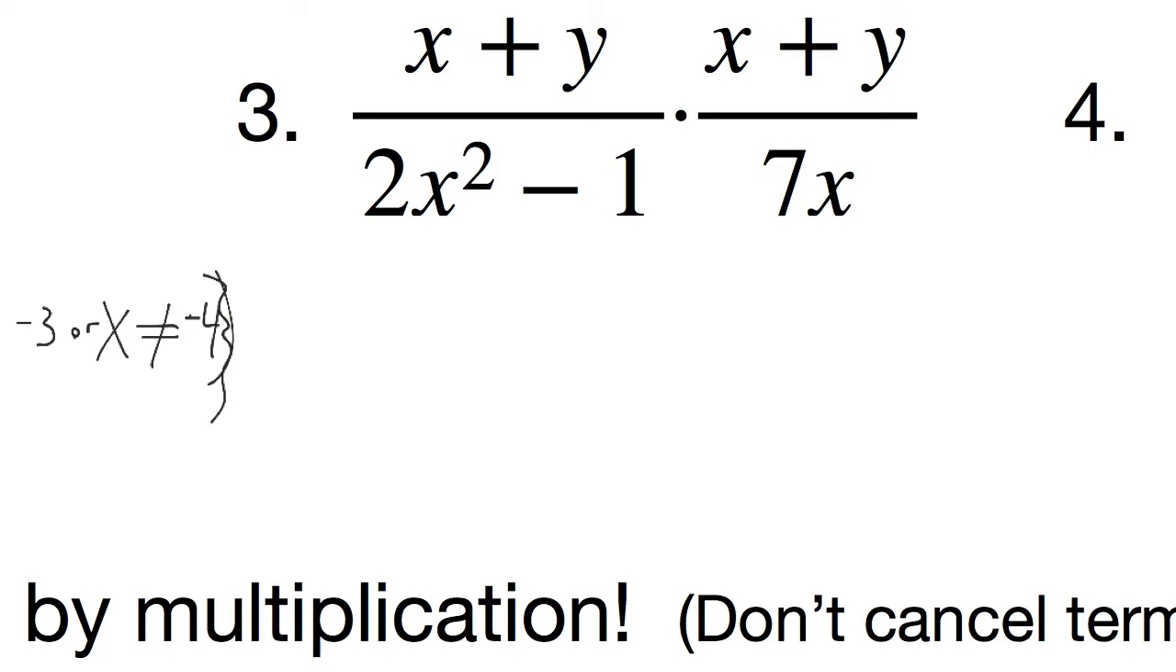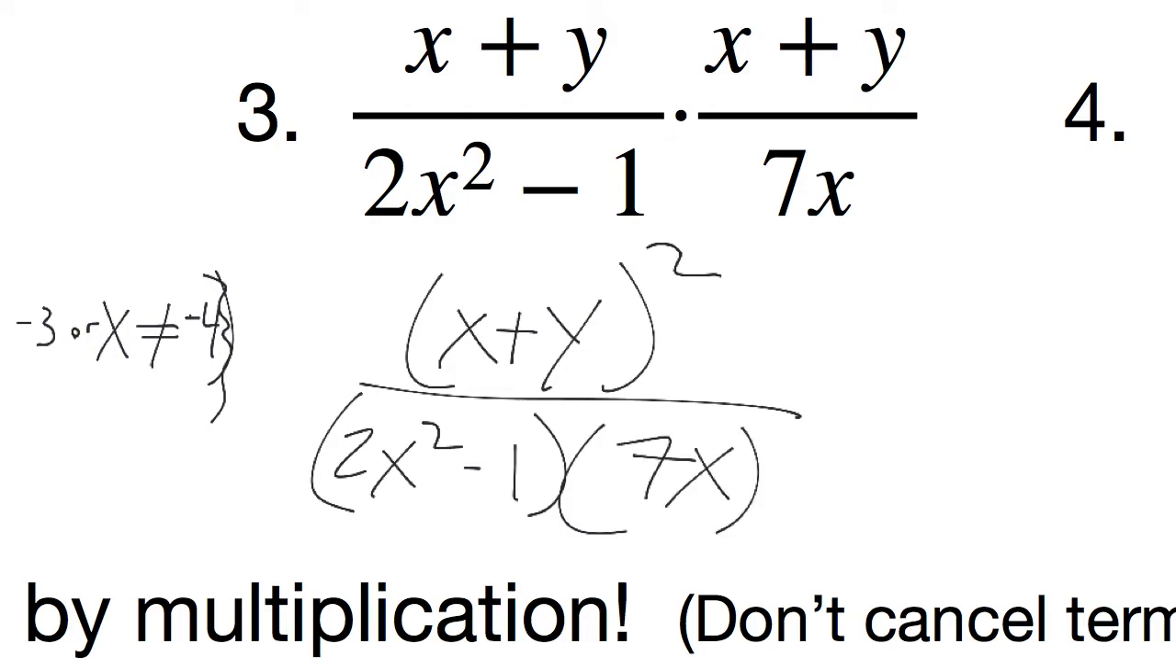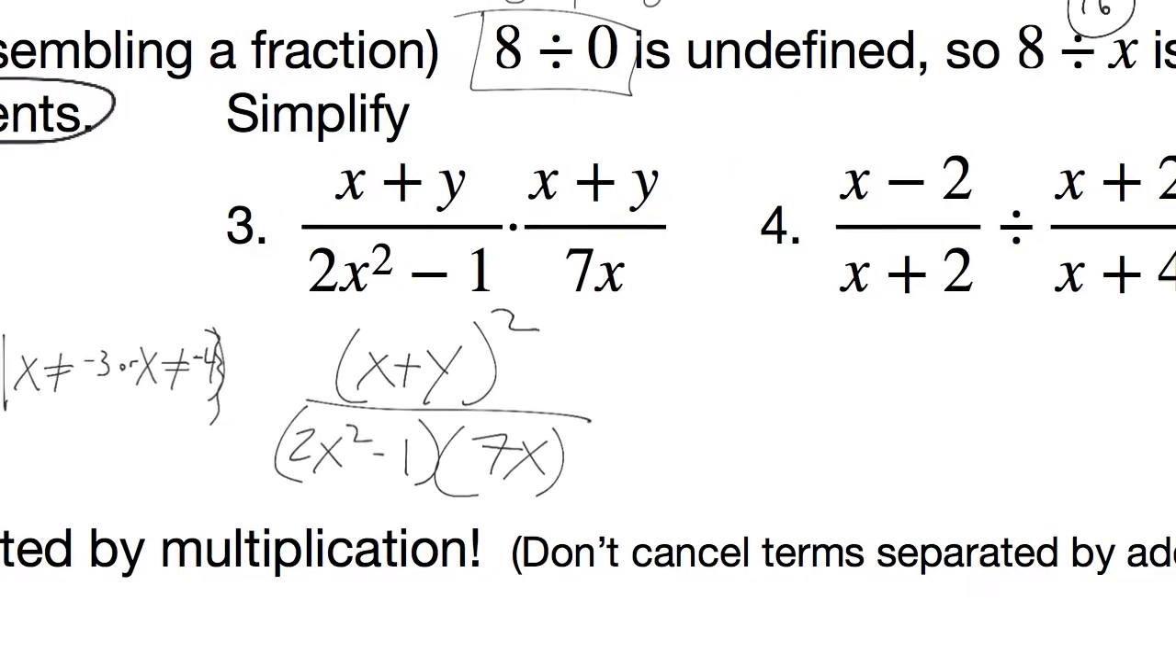Wait a minute, no, I can't factor the denominator. It's not a difference of squares. Or if I tried to, I wouldn't be able to cancel anything out. So I'm just going to multiply these two together. I'm going to say that the answer is (x plus y) squared times (2x squared minus 1) times 7x. I've simplified it, not going to be able to simplify it any further.